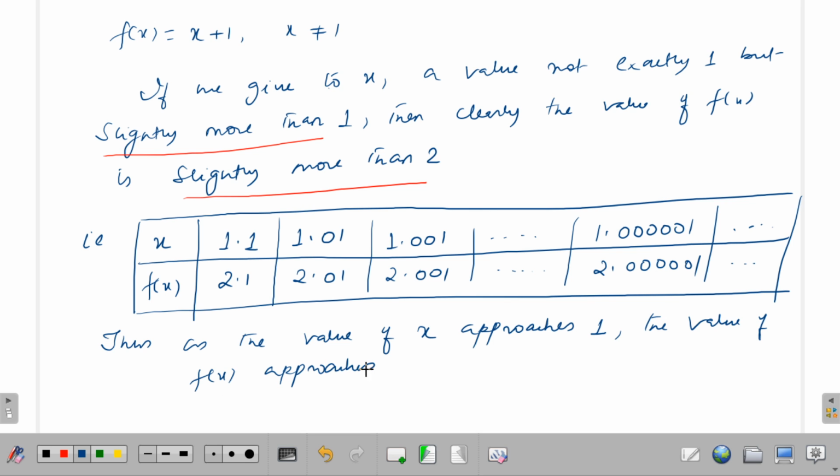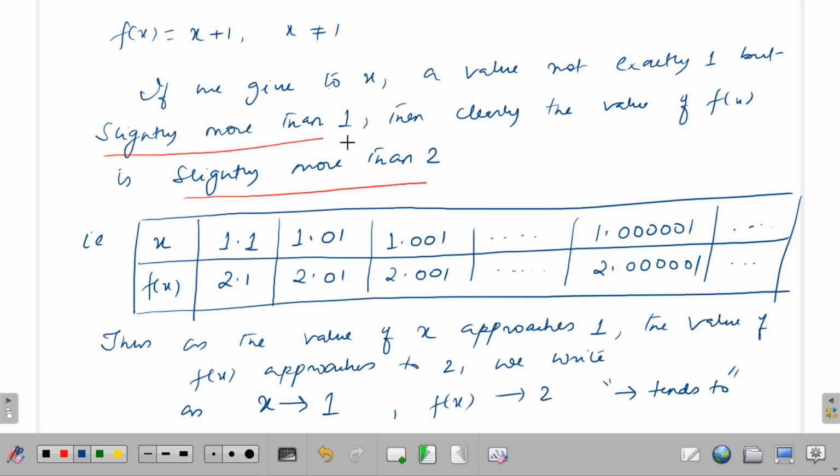We write this as x, an arrow to 1, and f of x, an arrow to 2. So x approaches 1, f of x approaches 2. This arrow is called tends to. Don't forget this, okay? So as x tends to 1, f of x tends to 2. This is the first case, which we did with values slightly more than 1.